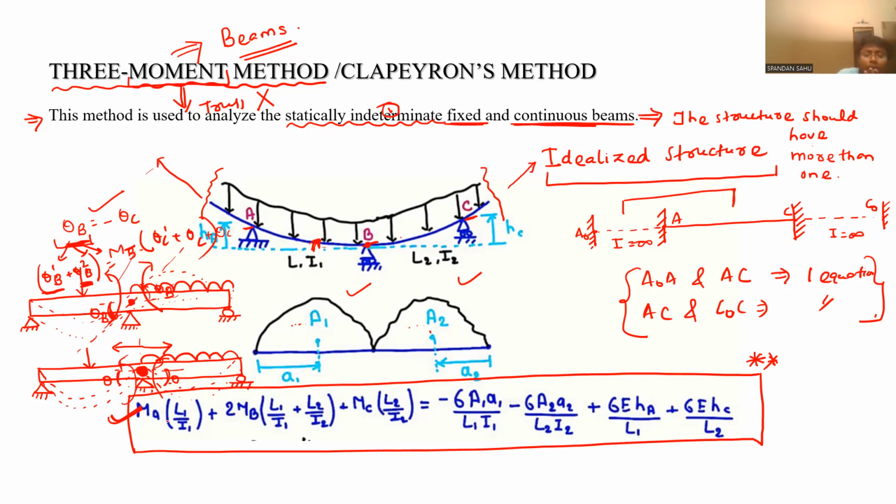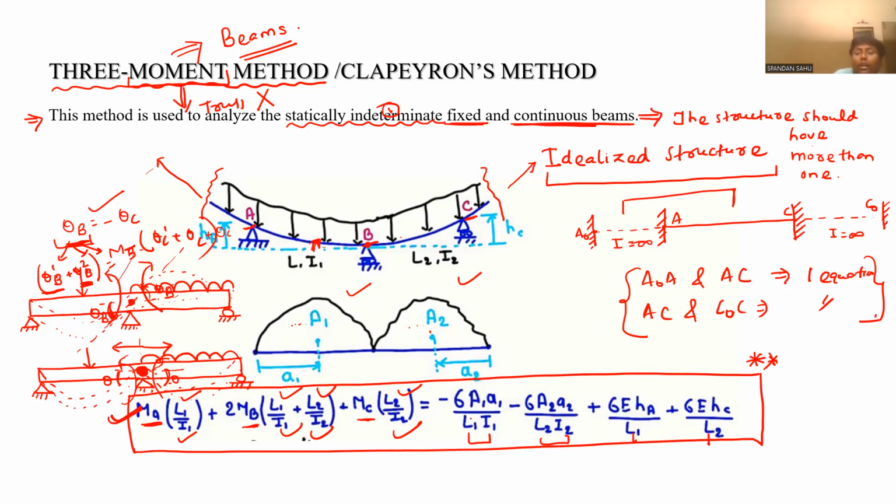Now let us see what is there in those equations. What are the unknowns? MA is the moment at A, MB is the moment at B, MC is the moment at C. L1 you will be knowing, I1 you will be knowing, L2, I2 you will be knowing. All these are geometrical parameters. See the denominator, L1 I1, L2 I2, L1, L2, all these you will know.